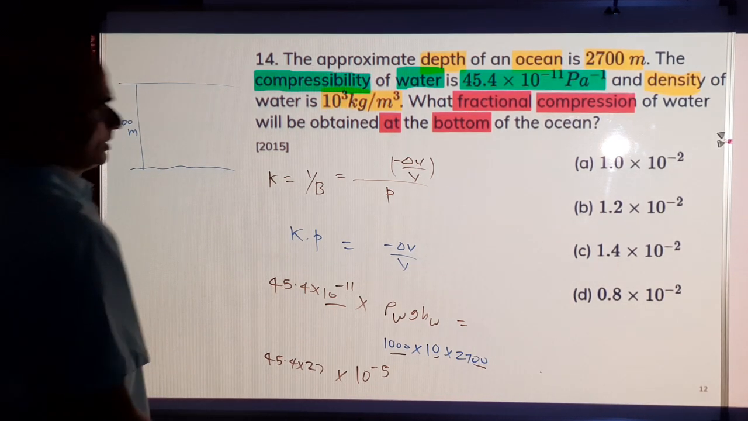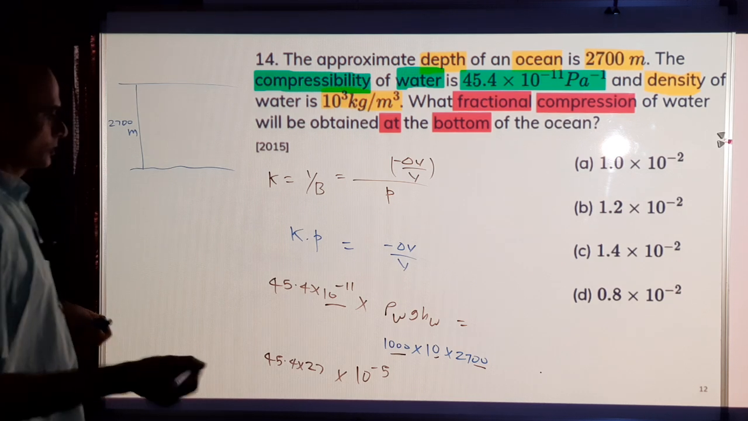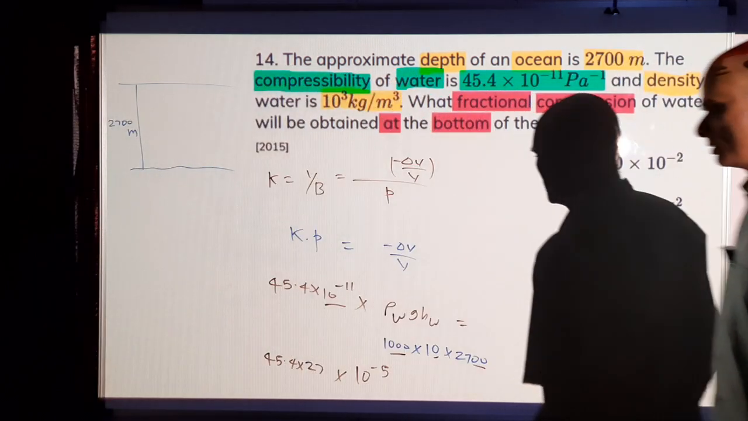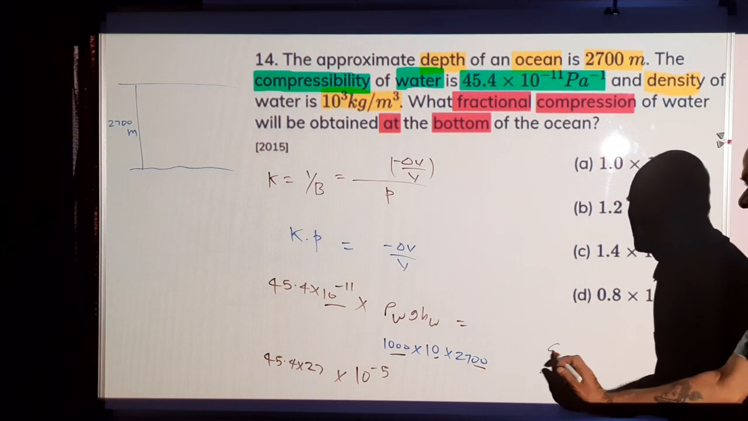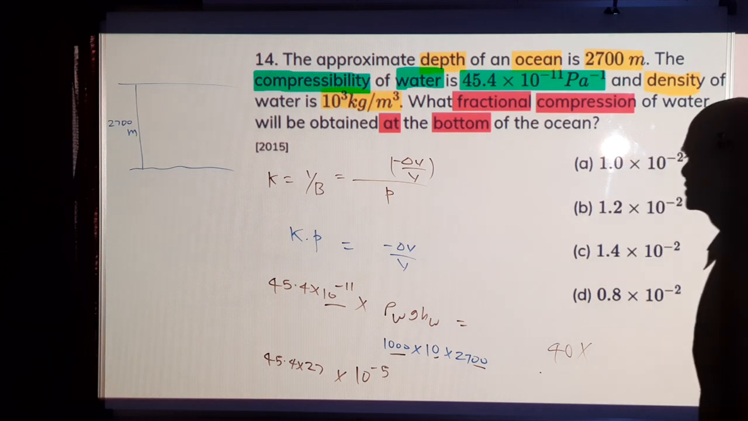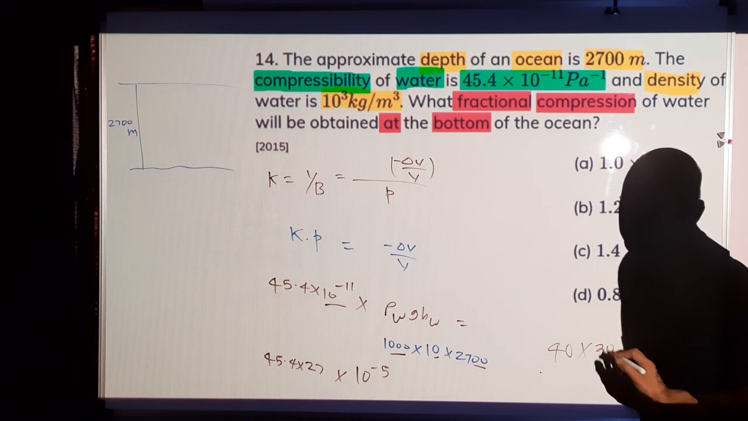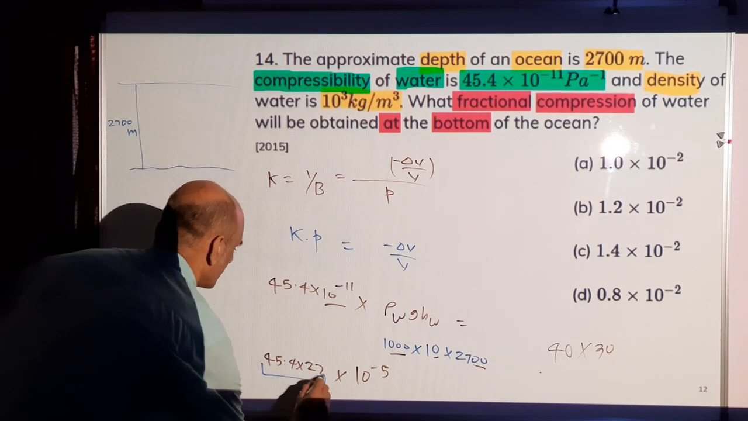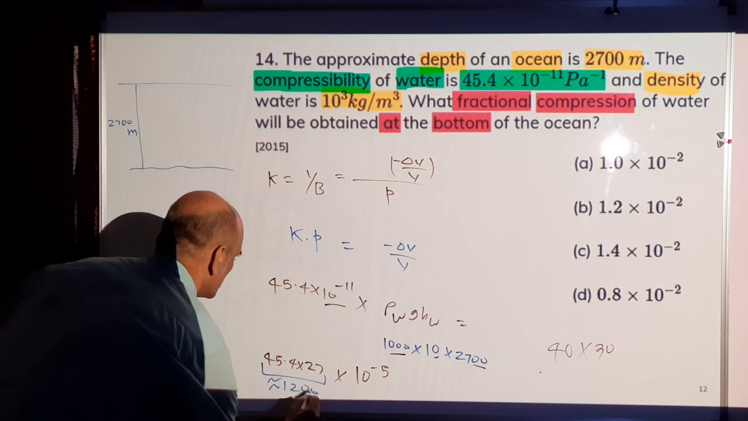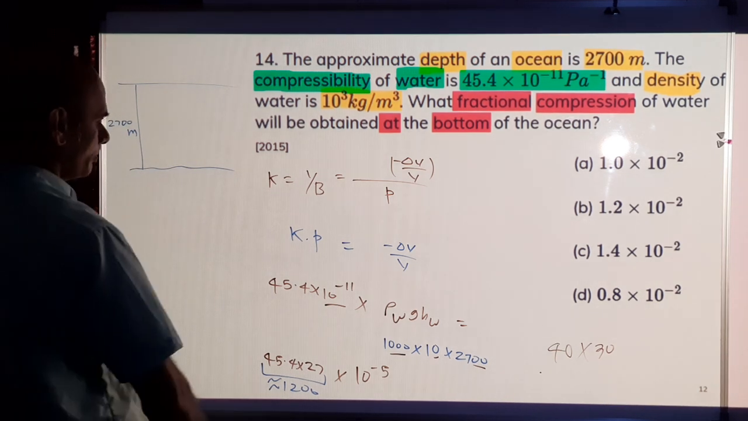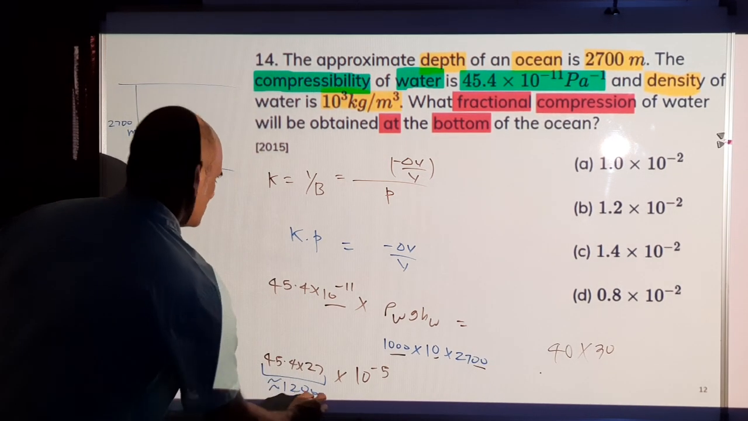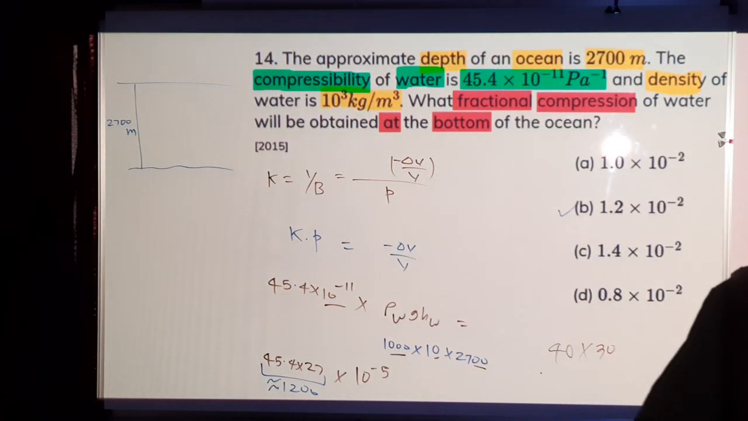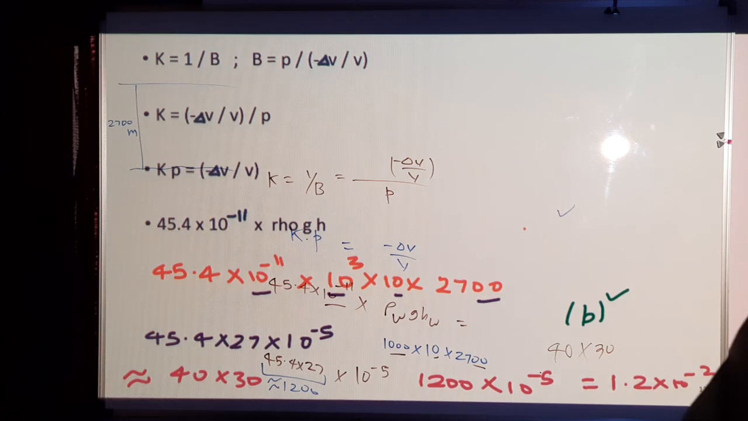Okay, so we can do an approximation. So this is approximately 45 will decrease it to 40, and then 27 will increase it to 30. So that will be a better approximation. So that will be 1200. So this is approximately 1200. So it will be 1.2 into 10 raised to minus 2. Option B is the correct answer.